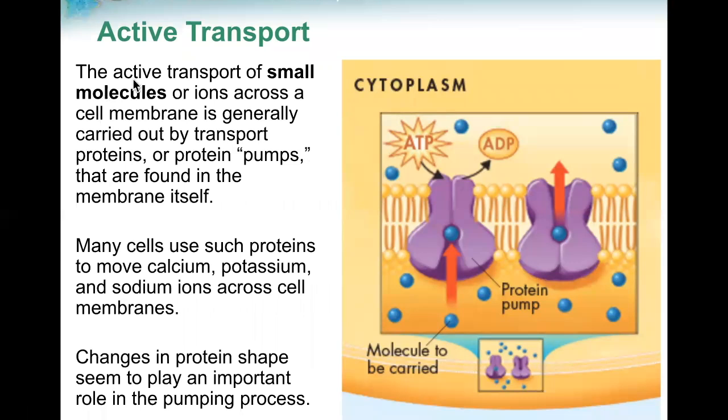The active transport of small molecules or ions across the cell membrane is generally carried out by transport proteins or protein pumps that are found in the membrane itself. Many cells use such proteins to move calcium, potassium, and sodium ions across cell membranes. Changes in protein shape seem to play an important role in the pumping process. So they use ATP to pull in a molecule from one side and pump it to the other side through this protein pump.